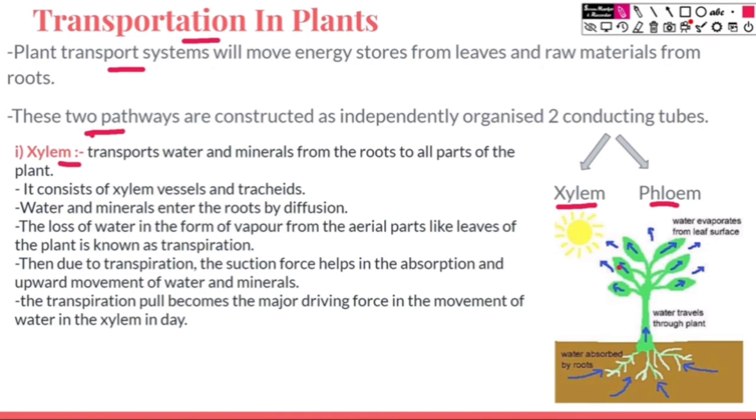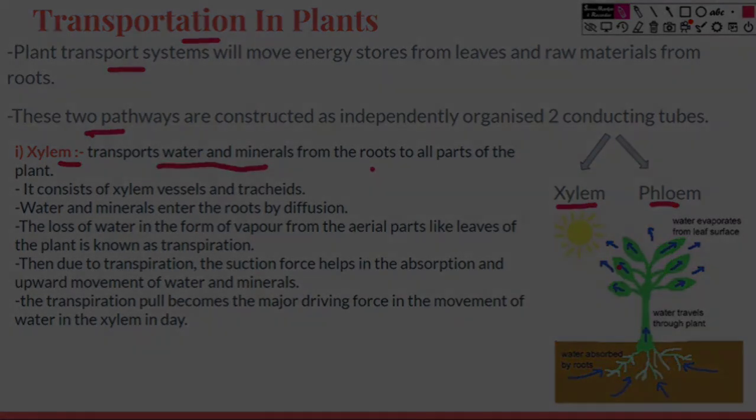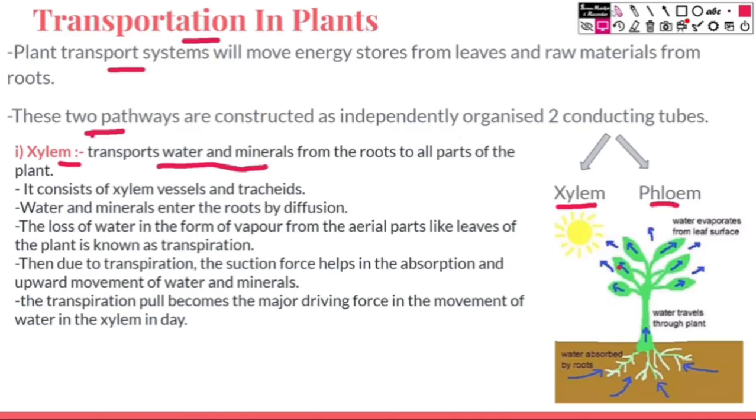Starting with the xylem. Xylem transports water and minerals from roots to all parts of the plant. So we know that there are two substances which are to be transported. First is the food from the leaves and second is the water and minerals. The water and minerals are transported by xylem, and phloem is responsible for the transportation of food in the plant body. So phloem is responsible for transportation of food and xylem is responsible for transportation of water.